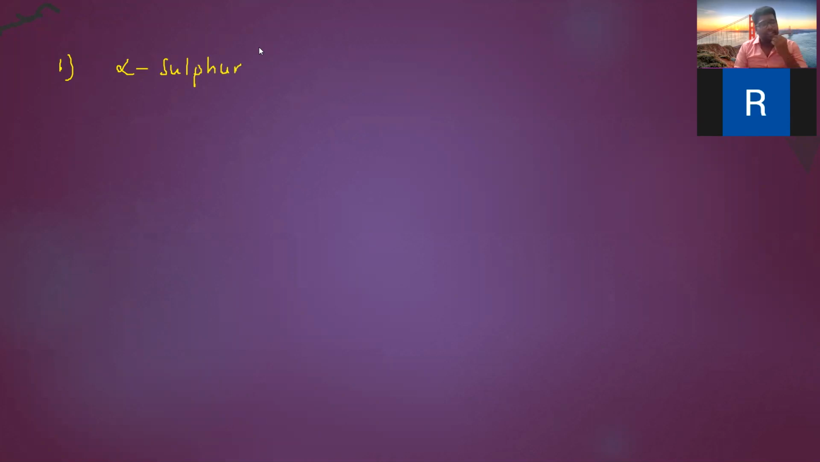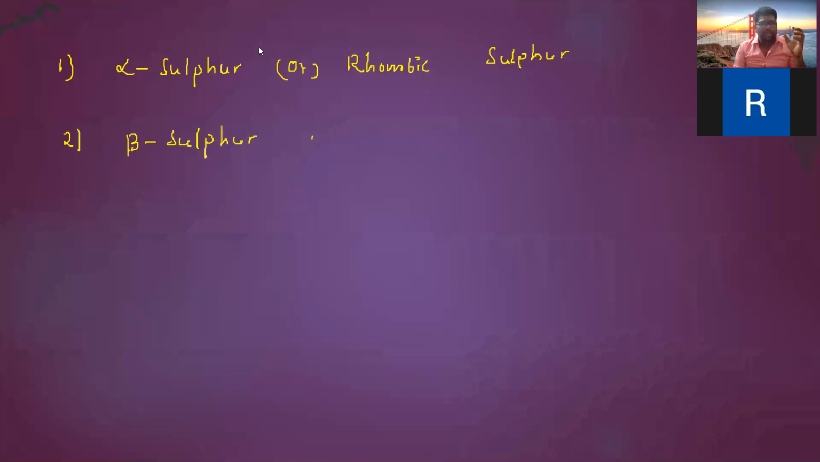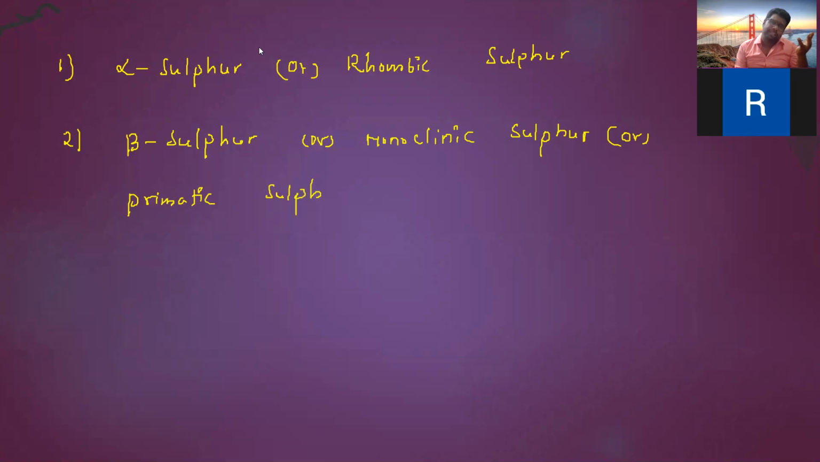Alpha sulfur is also called rhombic sulfur. Don't confuse these two. Rhombic sulfur or alpha sulfur, both are the same. And the second one is beta sulfur. Beta sulfur is also called monoclinic sulfur or prismatic sulfur. So these are the second type.